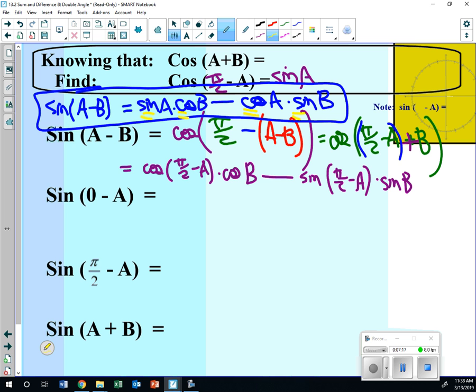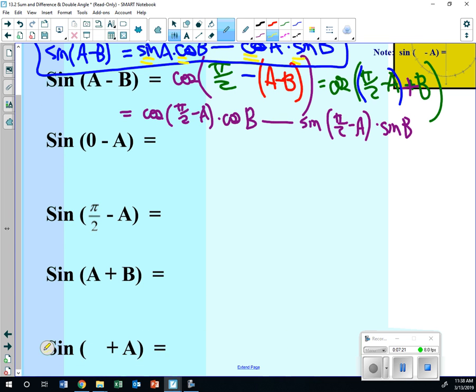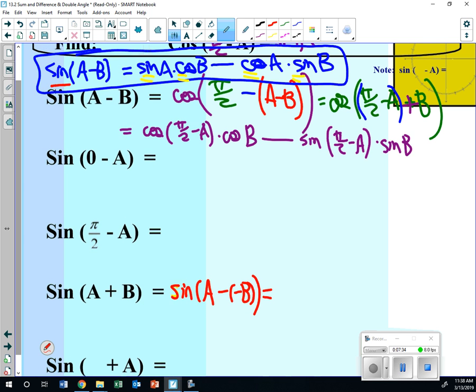And then, now you can just go ahead and solve all of these. And I'm going to have you do that. This one here, I'm going to remind you that this is the same as the sine of a minus a negative b. And you just go ahead and use this formula that we derived up here. Use this guy and figure out these four. Did anybody get this first one?